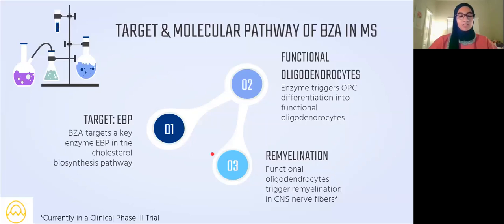Much more research must be done to determine the efficacy and safety of bazedoxifene acetate in MS patients. This drug is currently in a clinical phase 3 trial for multiple sclerosis patients, but a fully functional remyelination agent can prove to be a life changer for patients that live with multiple sclerosis.